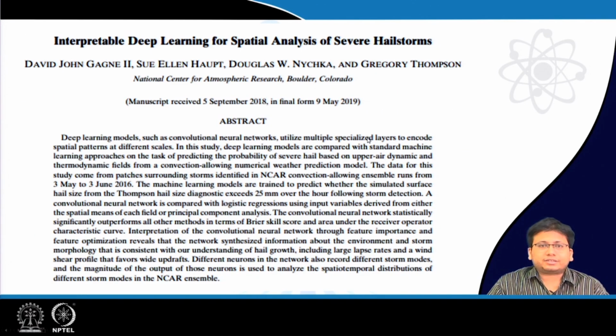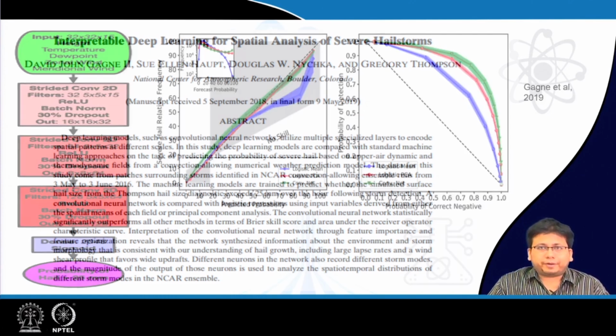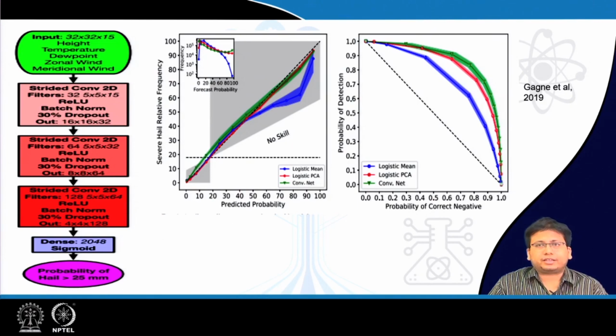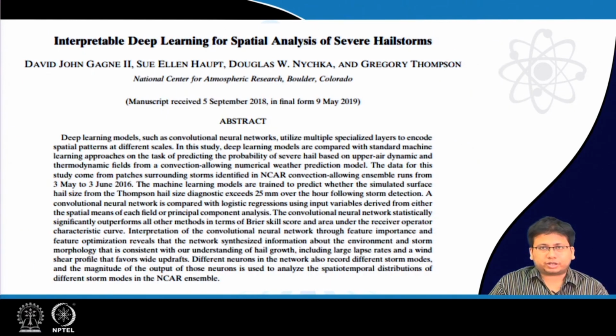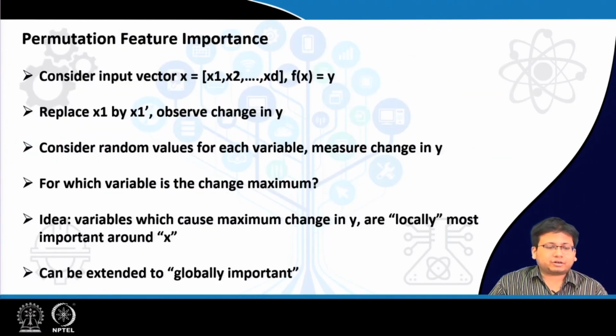Now, what we discussed here is one method of calculating the importance of features. Another method is the permutation feature importance. Let us say we have a d-dimensional feature vector x with these particular values, which produces the output y.